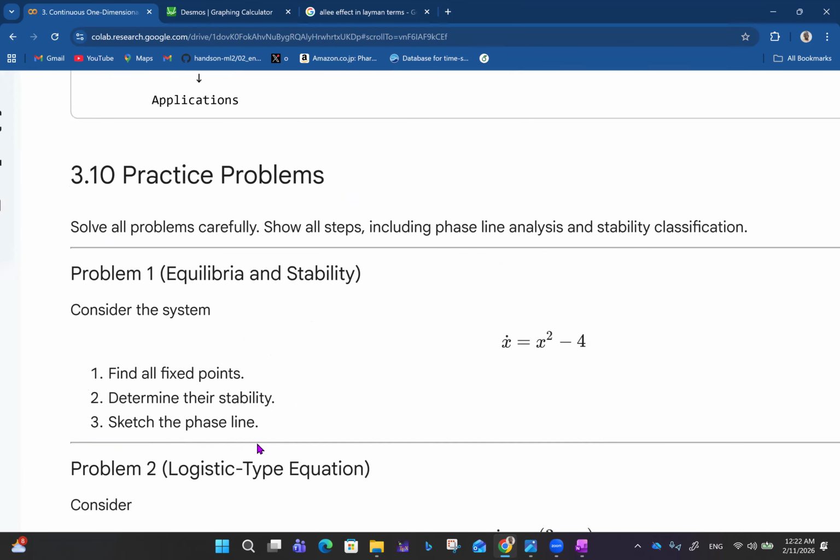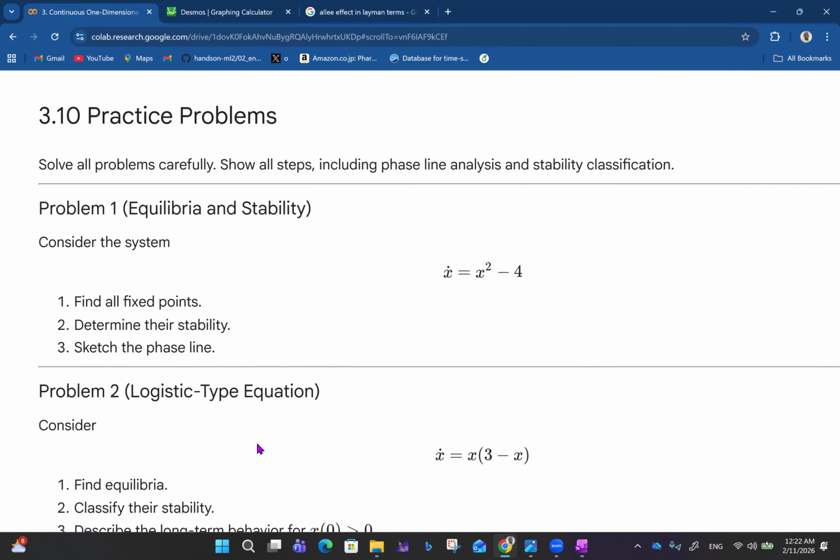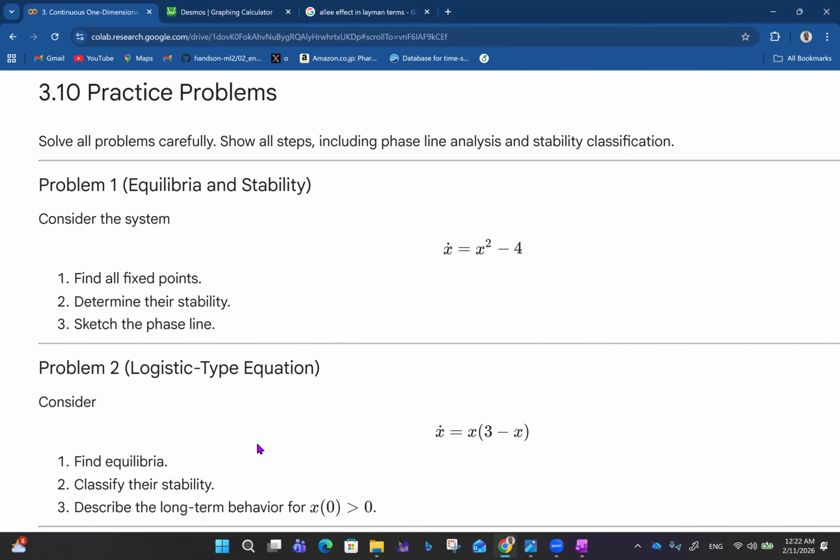So we then have some practice problems. You want to try your hands on them as much as possible. So solve all problems carefully, show all steps, including phase lines and stability classification. Consider the system x dot equals x squared minus 4. Find all fixed points. Of course, it's clear (x minus 2)(x plus 2) equals 0. So x is minus 2 and plus 2.